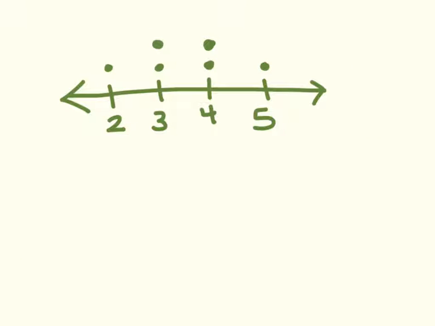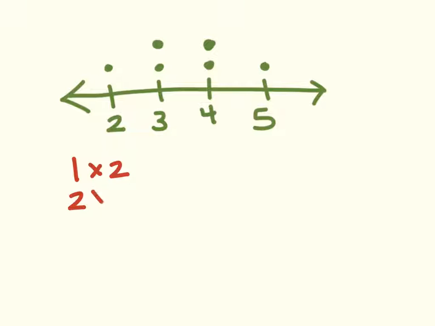Now we're going to use a dot plot to find the mean of a data set. This dot plot represents 6 songs on a music album. The dot plot shows the length of each song in minutes. Each dot represents 1 song. So we have the length of our songs at 2, 3, 4, and 5 minutes. So to find the mean, we first have to calculate the total length of the 6 songs. So we know that we have 1 song that's 2 minutes long, so that'll be 1 times 2.